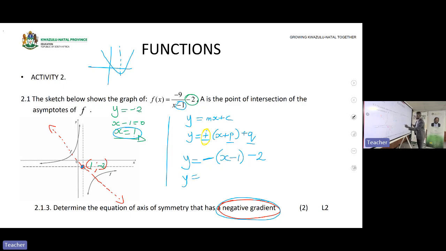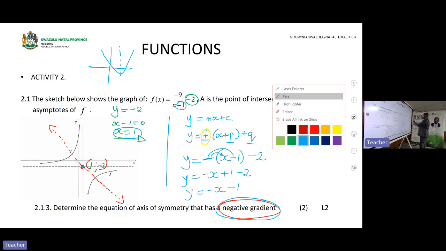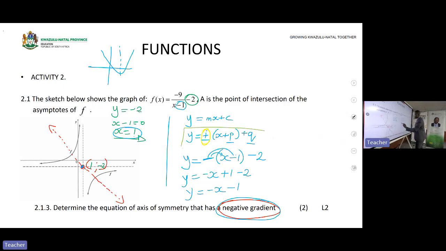Then we are going to distribute this negative multiplied by this, it's negative x, negative multiplied by this, it's going to be positive 1, then minus 2. Then our equation will be y equals negative x minus 1. So this will be our equation of symmetry with a negative gradient. So it's important to take note of this formula, because we always use this formula to determine the equation of symmetry: y equals plus or minus into x plus p plus q.